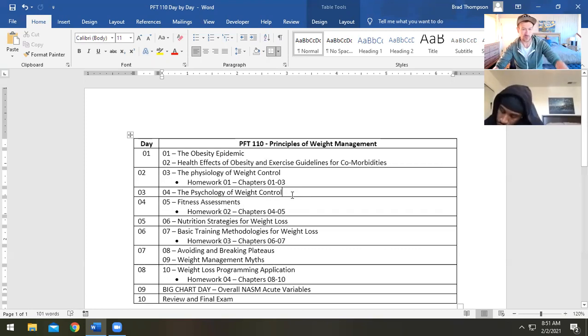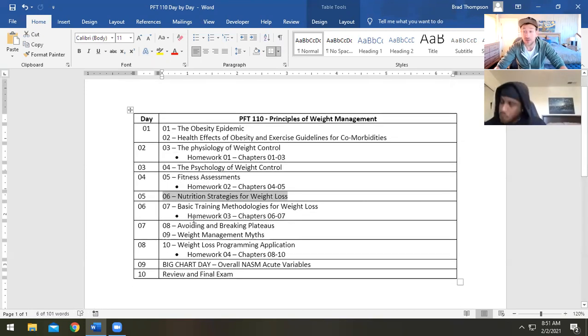And then we've got nutrition strategies for weight loss. So these are like the pro tips when your client's like, should I eat big meals? Should I do intermittent fasting? Should I do this? Should I do this? Right? What should I do? And this is where we're going to break that down for our clients, make it easy.